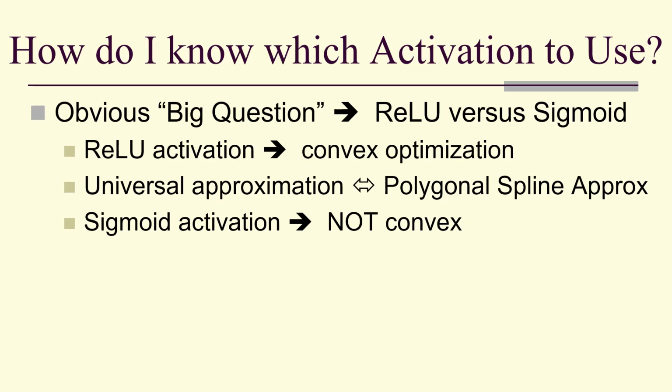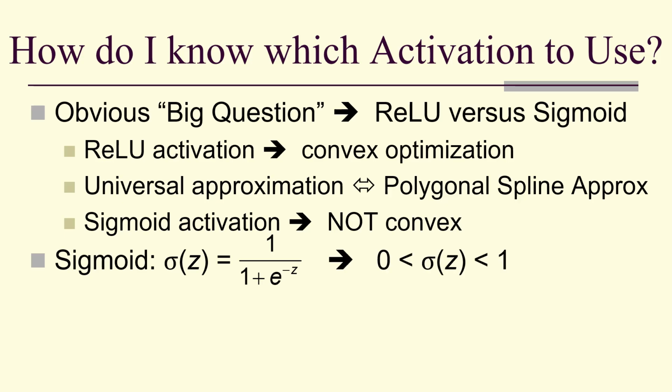Sigmoid activations are not convex, so we lose the convexity when we start using these sigmoids. So remember, our sigmoid looks like this. It's the logistic function, and it's between 0 and 1. And notice the derivative is equal to sigma times 1 minus sigma.